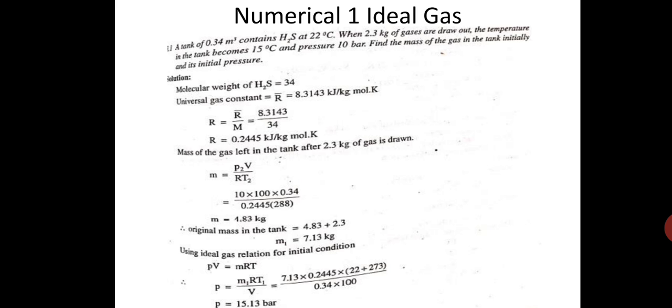T you get in Kelvin, mass may be given or you calculate. P is in pressure, in bar, means you multiply with 100, and volume should be in meter cube. This is how you solve the numericals.